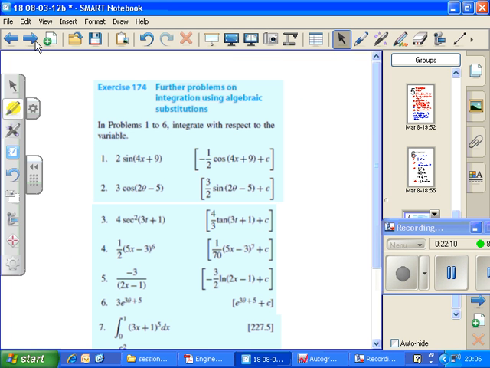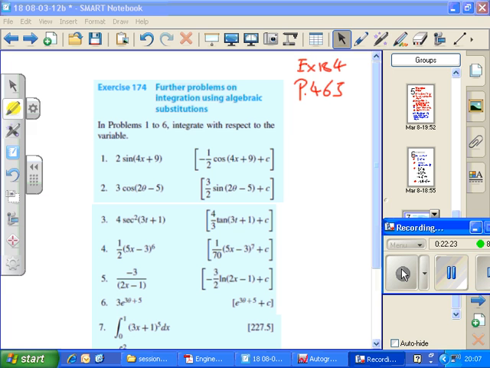Right, have a look at this exercise. If you've got the old textbook, not sure what page it's on, but if you've got the new textbook, can somebody let me know what page number this is on? And then you can have a go at it. So in the new text, exercise 184, page 465.